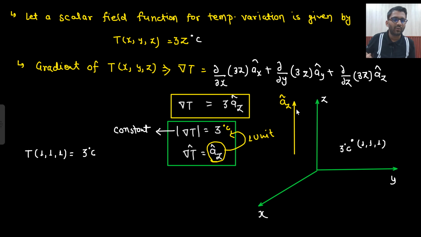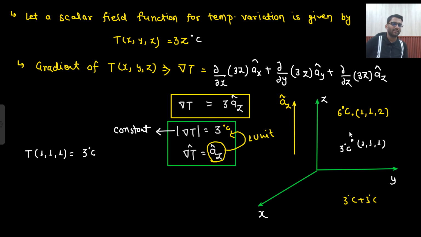What do you mean by 1 unit? 1 unit means I can walk for 1 meter. So if I walk for 1 unit, I will reach here. In Z direction only I am walking, so only the Z coordinate will change; X and Y coordinates will be constant. From 1 to 2 I am going. So if you walk in Z direction for 1 unit, your temperature will increase by 3 degrees Celsius. So 3 plus 3, your temperature should be 6 degrees Celsius here.